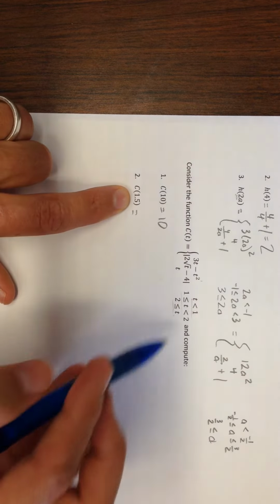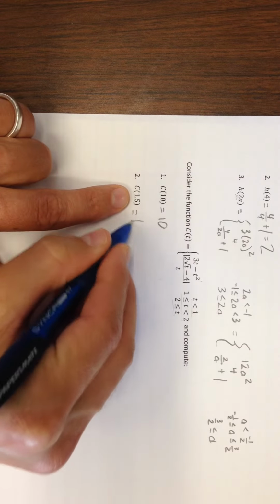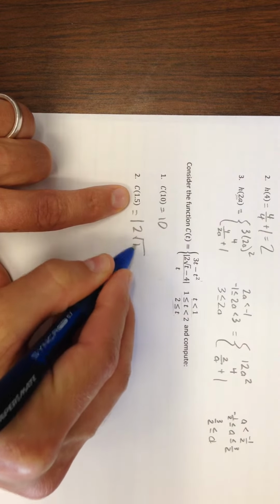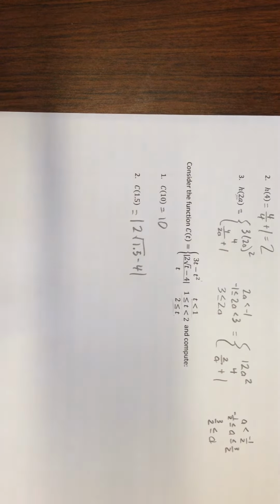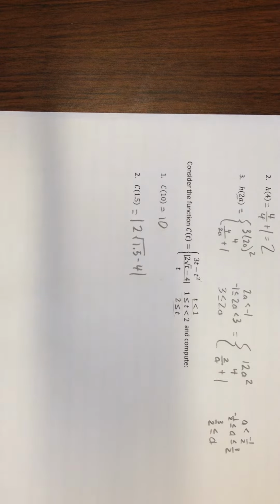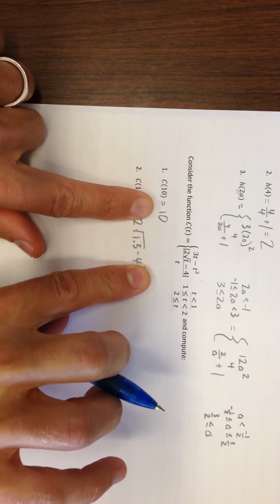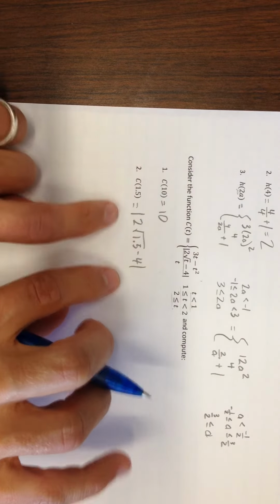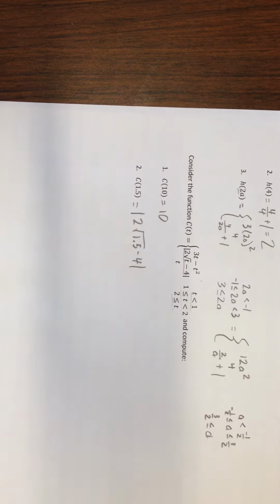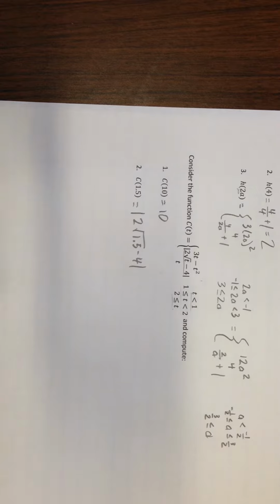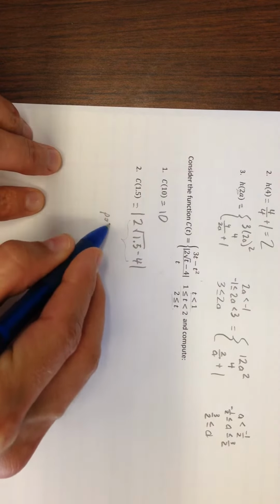c of 1.5, well 1.5 is between 1 and 2, so I'm going to use the second equation there. That gives me the absolute value of 2 times the square root of 1.5 minus 4. Now here we run into a little bit of a subtle issue. Well, if I knew that this was positive, I could just drop those absolute value signs. And if I knew this was negative, I could drop the absolute value signs and put a negative in front of it with parentheses, right? So the absolute value of -6 is just 6. The question is, is that positive or negative?